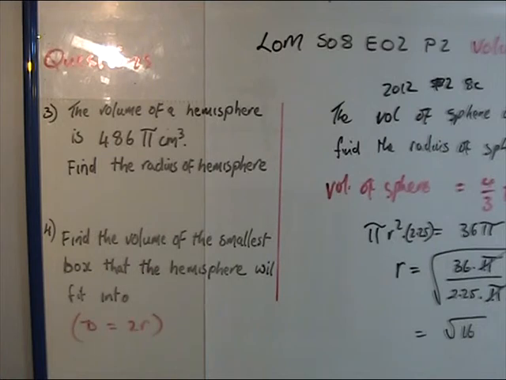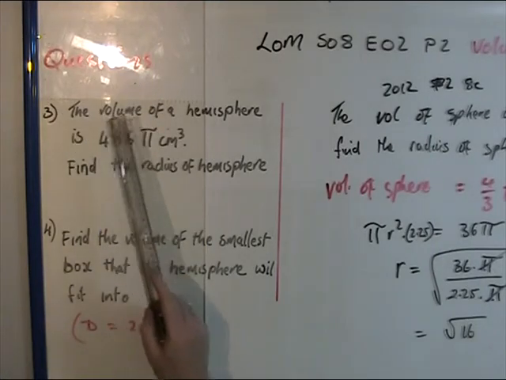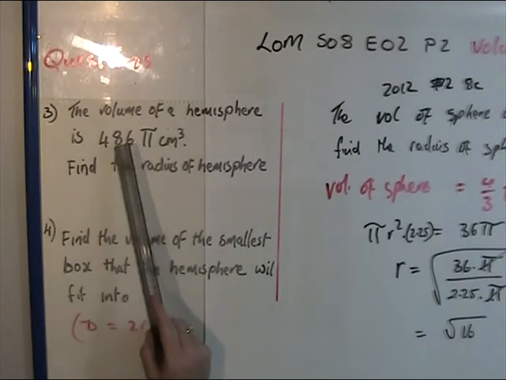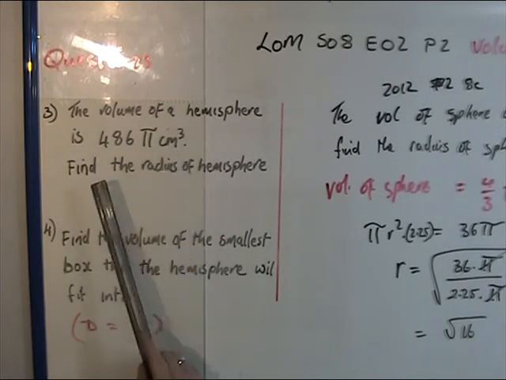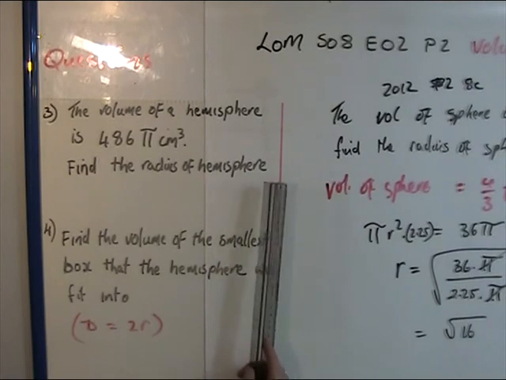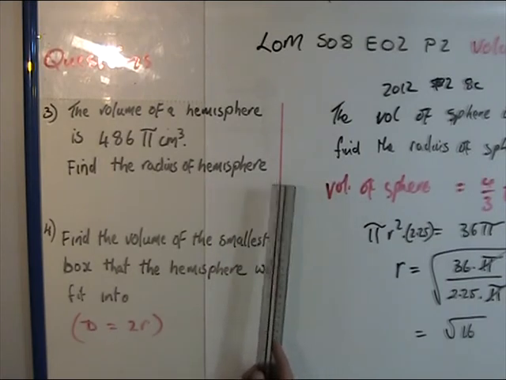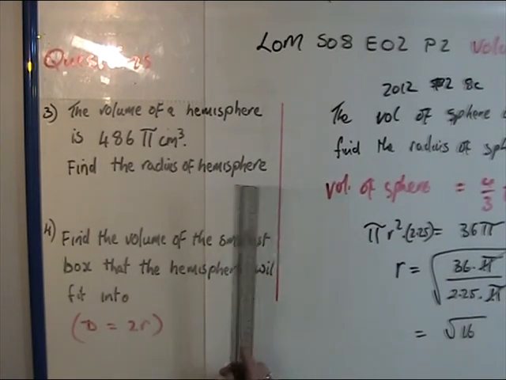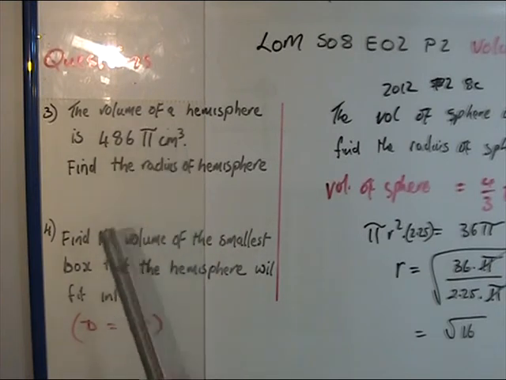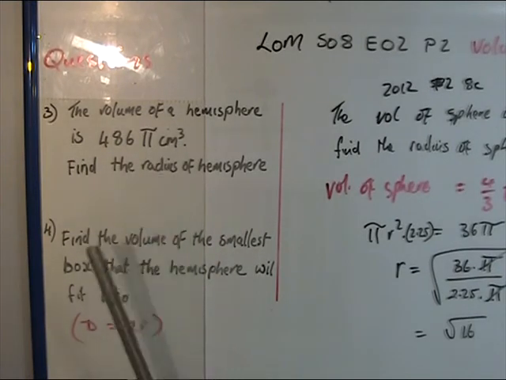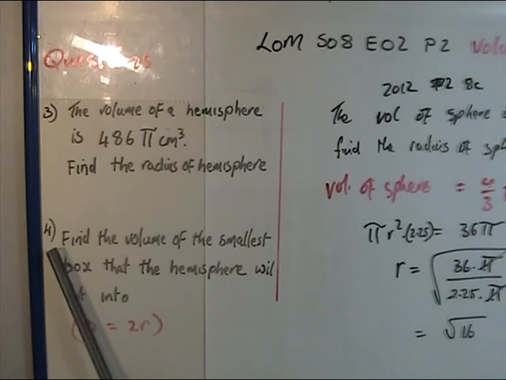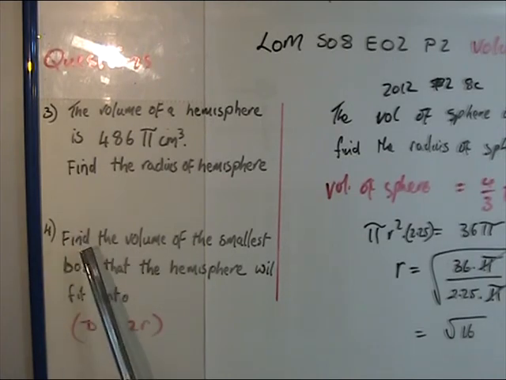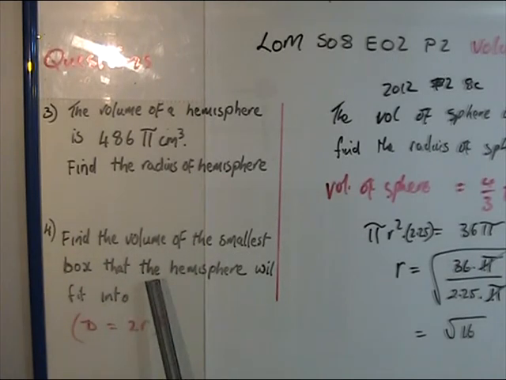There's no other part to that. No. That's the radius of that. Okay, the questions here. The volume of a hemisphere is 486 pi centimeters cubed. Find the radius of the hemisphere. Okay, now you just use the volume of a hemisphere and you interrelate it with this, and you manipulate the formula to find r. D, it says, so this is part of this as well. Find the volume of the smallest box that the hemisphere will fit into.